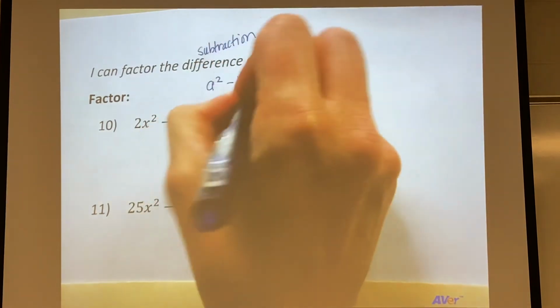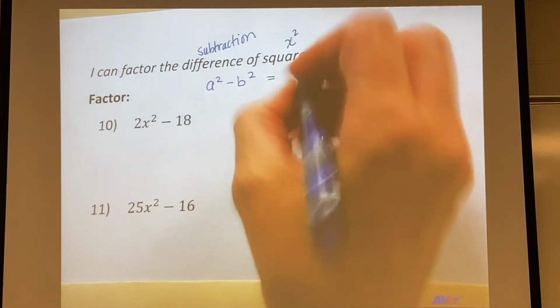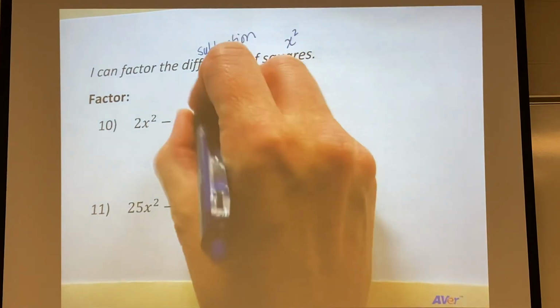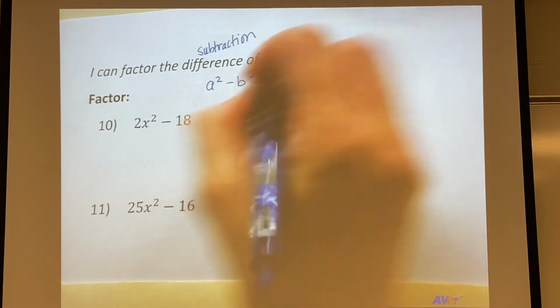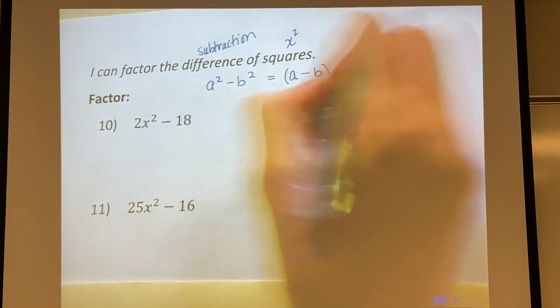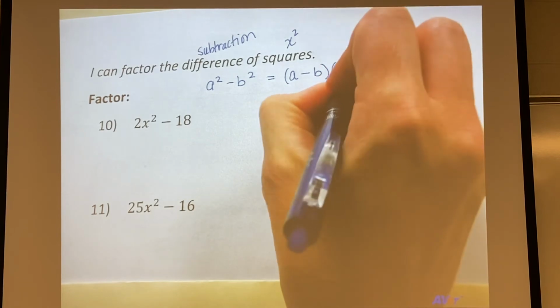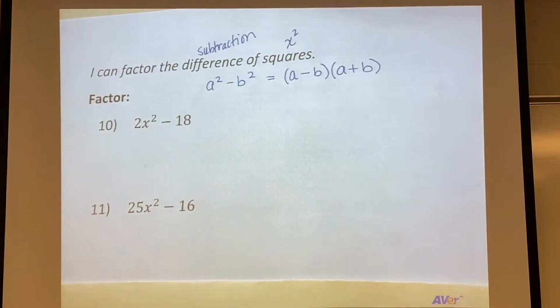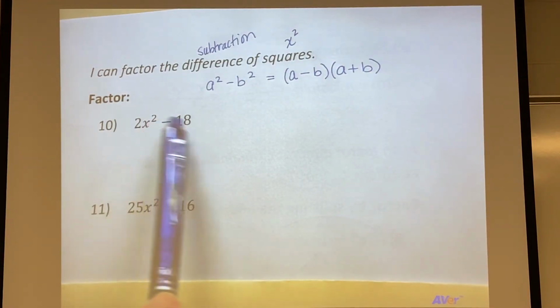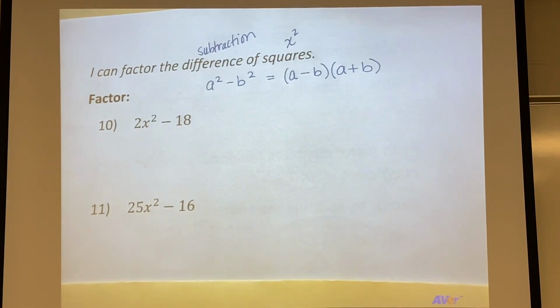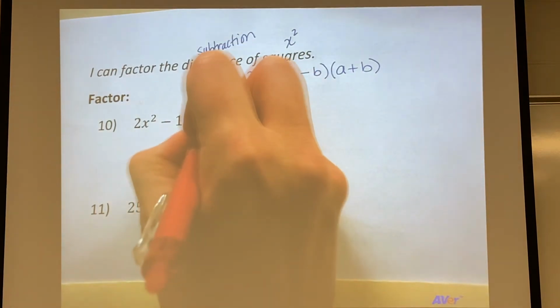Those problems that are set up that way always factor to the square root of a squared, which is a, minus the square root of b squared, which is b, and then times a plus b. So, several things to think about when you encounter a problem. If it only has two terms, it's possible that it's a difference of squares. But we have to go through all of our kind of factoring knowledge. Start with the GCF. So you always want to do GCF first.